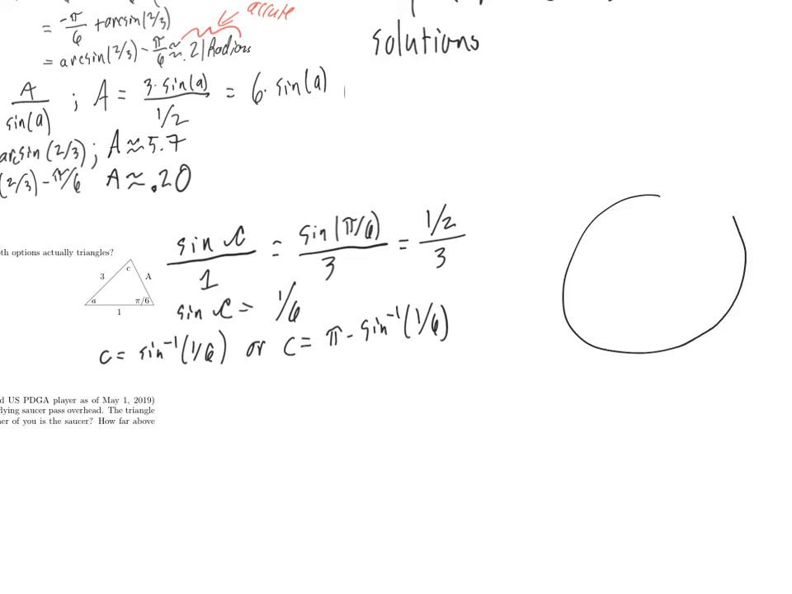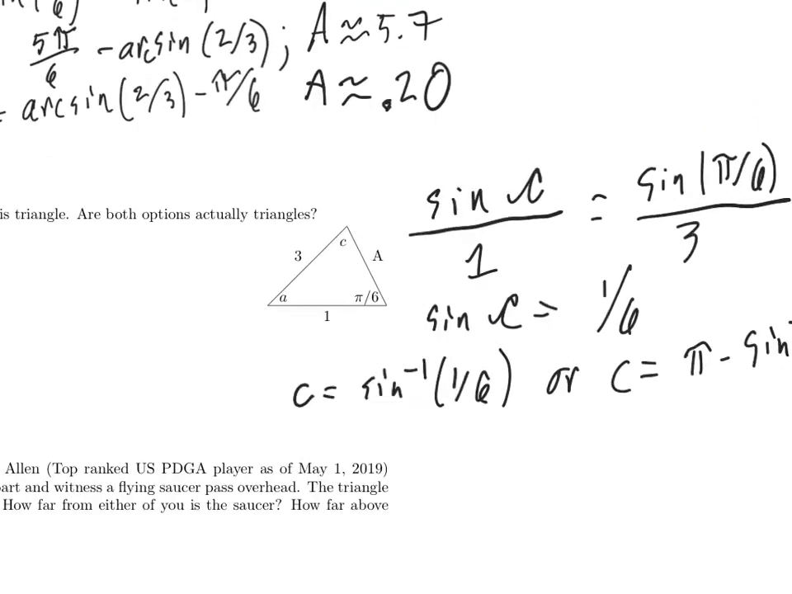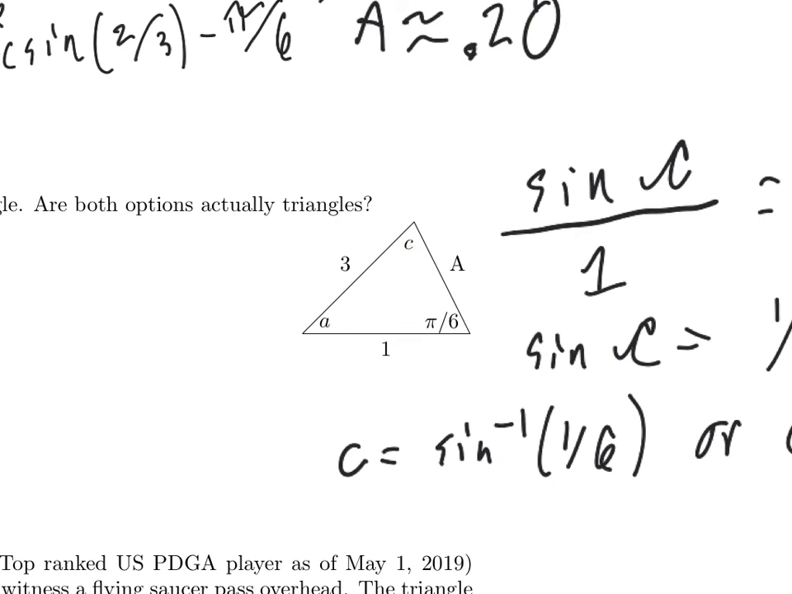So, drawing a unit circle, there's the one that's coming from sine inverse, and there's the one that's coming from pi minus sine inverse. If you check it out, that angle is obtuse. If I were to draw this triangle, you would say, yeah, that is an obtuse triangle. In the case that this angle C is obtuse, that would have to be the longest side length, because the side length opposite an obtuse angle has to be the longest. But it can't be, right? 1 is not longer than 3.